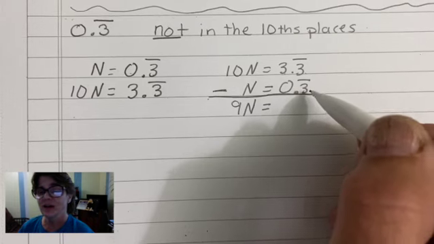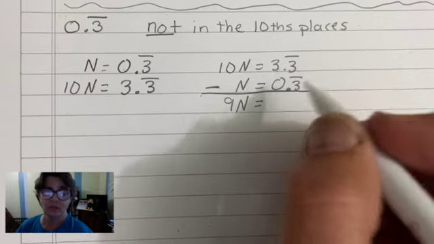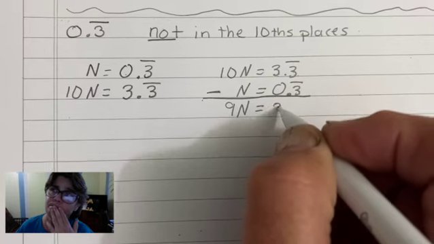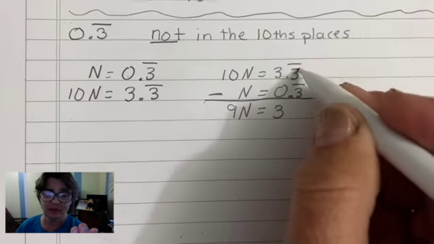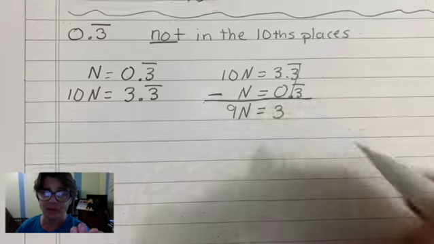If I subtract 0.3 repeating from 3.3 repeating, what happens to the repeating part of the decimal? 3 minus 0 is 3. 0.3 repeating minus 0.3 repeating cancels out. It's gone. The problematic part of the decimal is now gone.